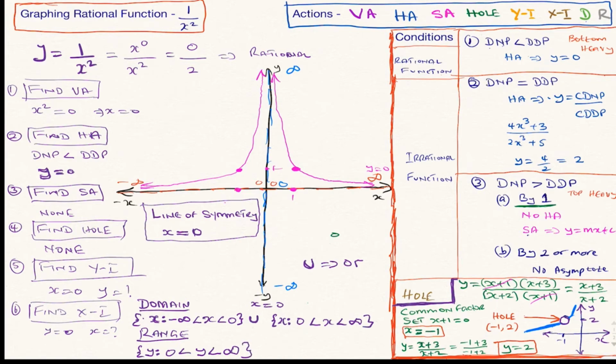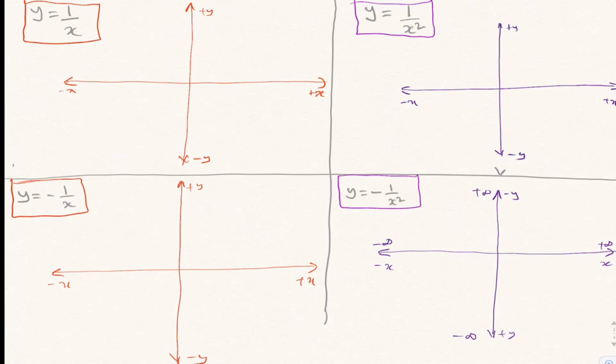I hope you've enjoyed the sketching of 1 over x squared. Right, now that we've done 1 over x and 1 over x squared, I want to show you what happens when you stick a negative sign in front of a function. That function will be reflected over the x-axis.